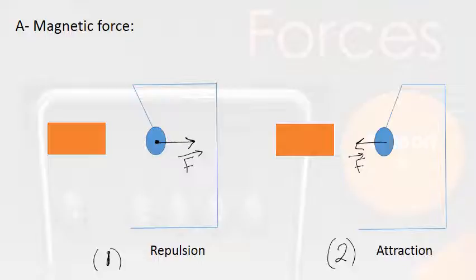And why is it acting at a distance? Why is this magnetic force acting at a distance? Because the two bodies are not in contact. In the first figure, I have two magnets that are away from each other, and in the second figure the magnet and the iron ball are also away from each other. Even though they are away from each other, there is a force acting at a distance.